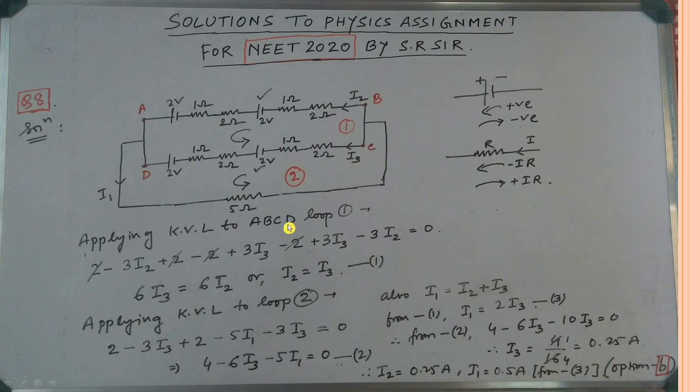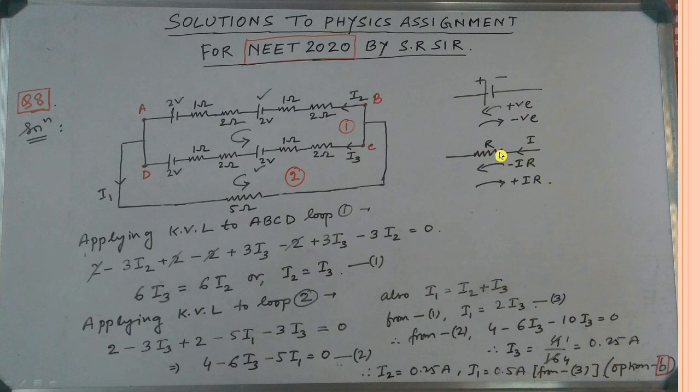So applying KVL to the ABCD loop. Now the mechanism of KVL is explained over here. If you go from the negative to the positive terminal, there will be a rise in potential, so we take a positive value. If we are going from positive to negative in the case of a source, then we get a negative value. What will be the expression when we go along with the current?